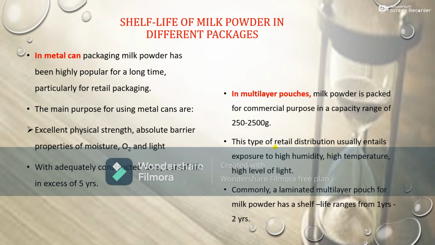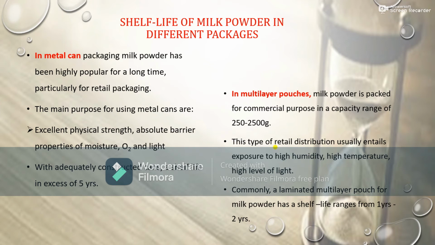Metal can packaging of milk powder has been highly popular for a long term, particularly for retail packaging. The main purposes for using metal can are excellent physical strength and barrier properties against moisture, oxygen and light. With an adequately constructed can, a shelf life in excess of 5 years is possible. In case of metal can, the shelf life of milk powder is 5 years.